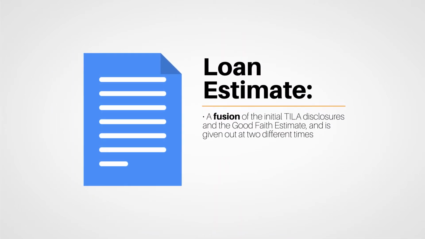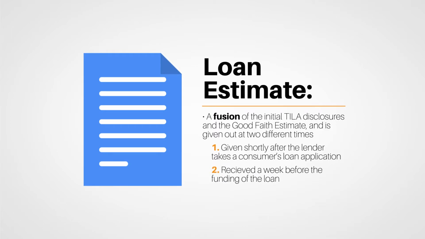The TILA-RESPA rule combines the information provided in the disclosure forms to create simpler forms that the lender can provide to the consumer. One of the main things the rule did was reduce the number of mortgage disclosure forms down to 2. The loan estimate form is a fusion of the initial TILA disclosure and the good faith estimate, and is given out at 2 different times. The first time a consumer receives a loan estimate is shortly after the lender takes their loan application. The second time they receive it is at the latest a week before the funding of the loan.